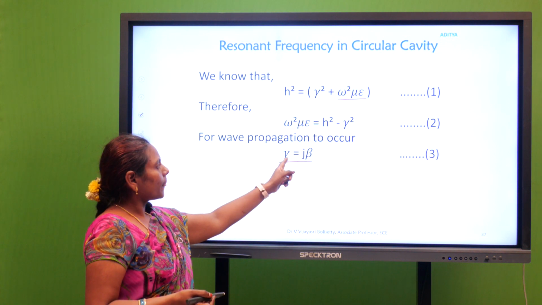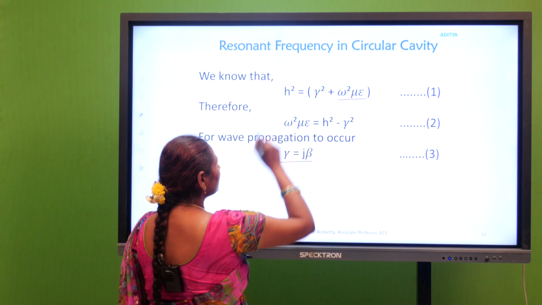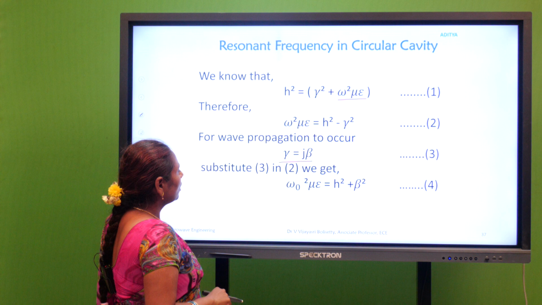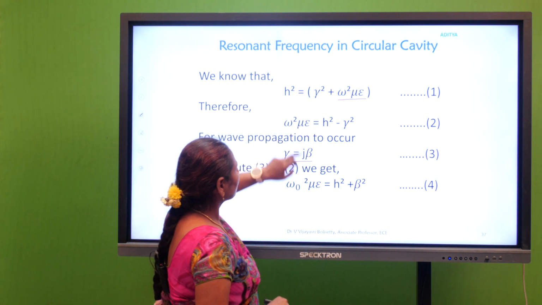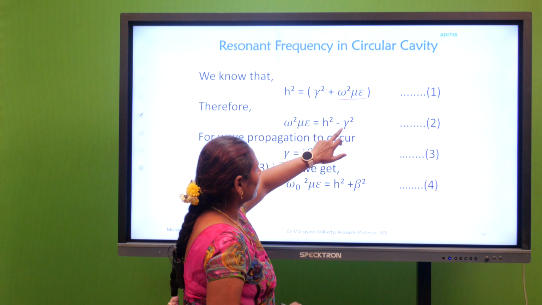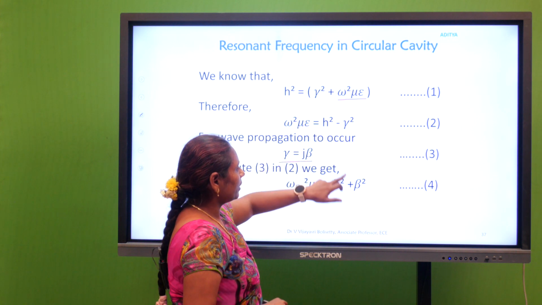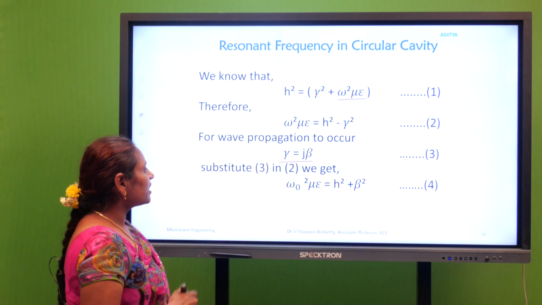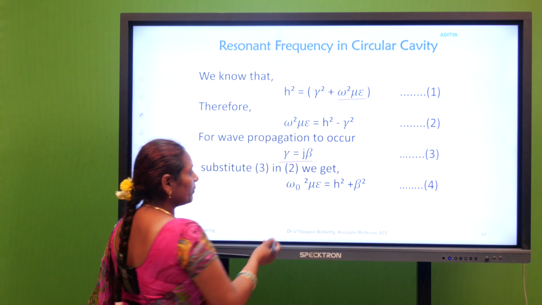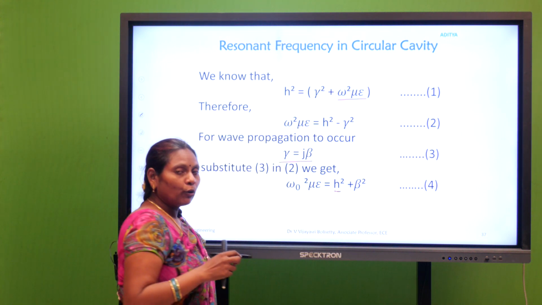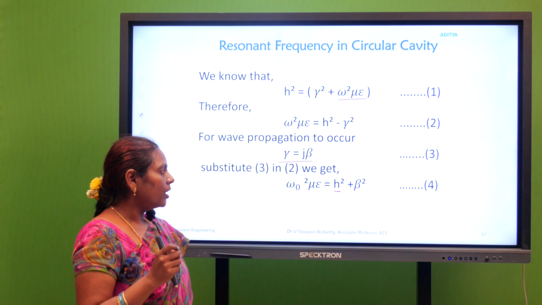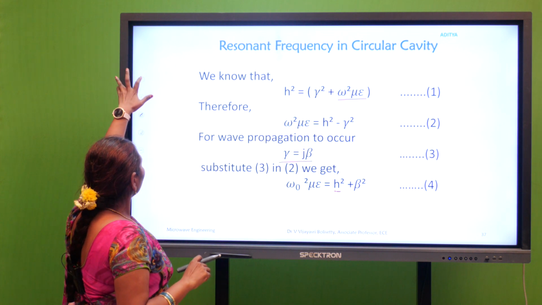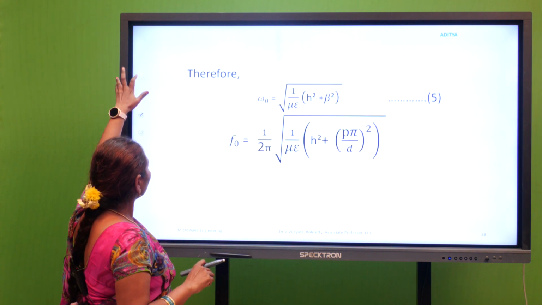So as gamma is equal to j beta, if we substitute gamma equal to j beta in equation 2, then we get omega naught square mu epsilon is equal to h square minus j square beta square, which can be written as h square plus beta square. So what is this h? As we discussed in the previous session, this h has a different representation for TE modes and TM modes. Anyhow, from this let us first find omega naught and then define h.